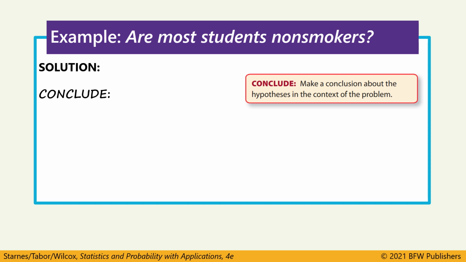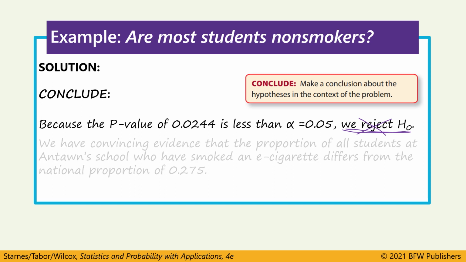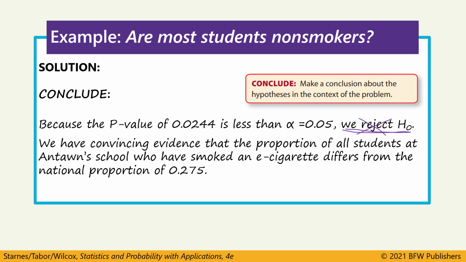And lastly, we write out our conclusions. So we have a p-value that's smaller than the alpha level. Because the p-value of 0.0244 is less than alpha equals 0.05, we're going to reject the null hypothesis. So that result would be unlikely to occur if students at his school smoked e-cigarettes at the same rate as nationally. And because it's unlikely, we're going to reject that null hypothesis, stating that it's the same at this school as the national rate. When we reject the null hypothesis, we have sufficient evidence or convincing evidence for the alternative. So we have convincing evidence that the proportion of all students at Anton School who have smoked an e-cigarette is different from the national proportion of 0.275.